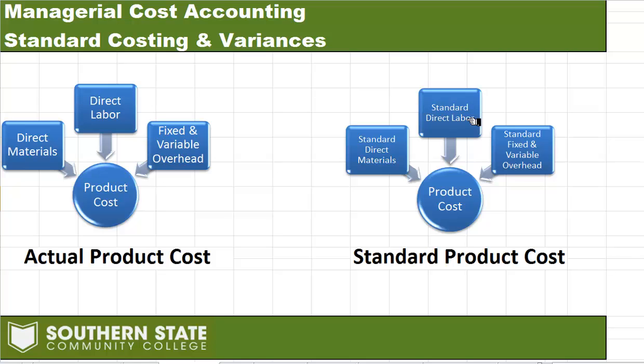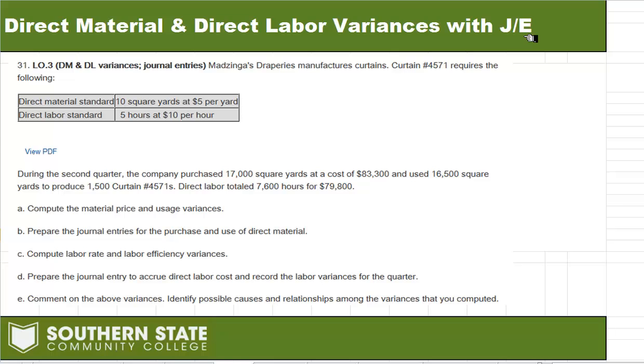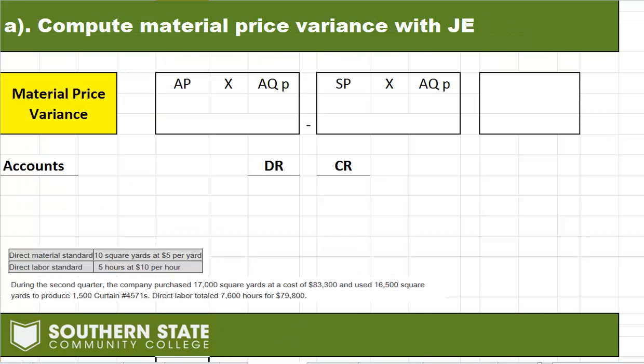So our problems in Chapter 7 all have to do with how we handle variances between the standards we've developed and what actually happened. We're looking at the problem here. I'm going to bring up the question, and if you want to pause and read through it, we are going to be finding variances between our standard direct material and our standard direct labor. We'll also show you how to do the journal entries for it. So now that you've had a chance to read over that, let's get right to it.